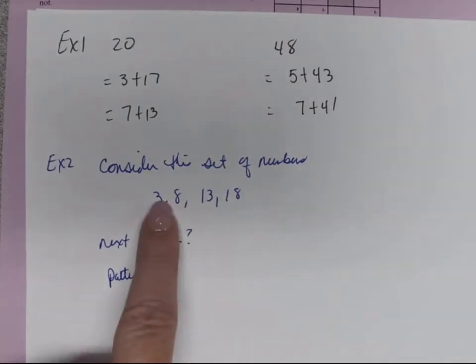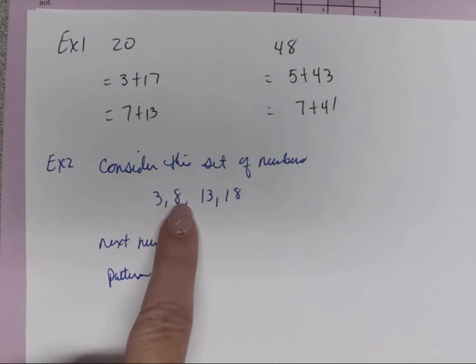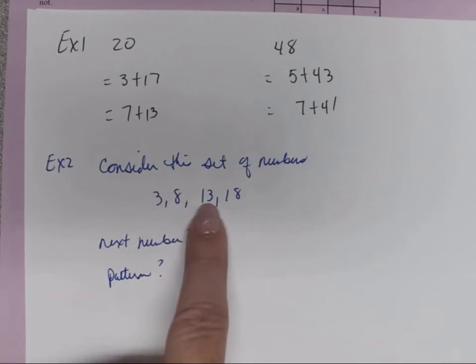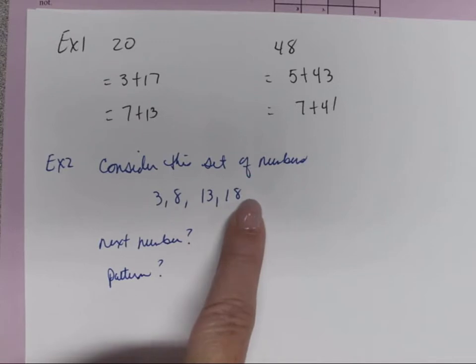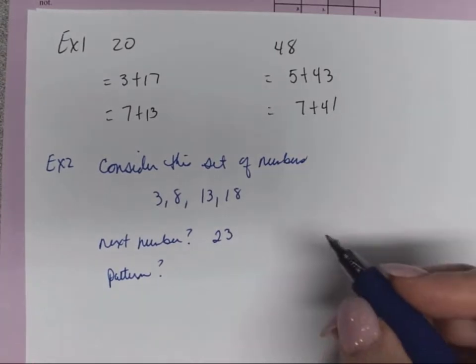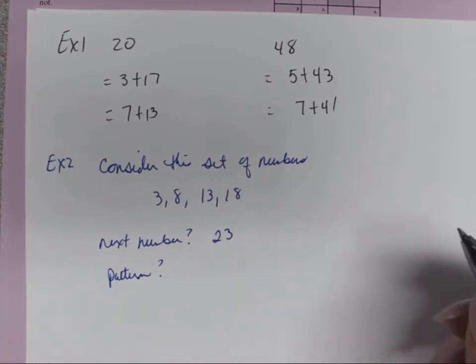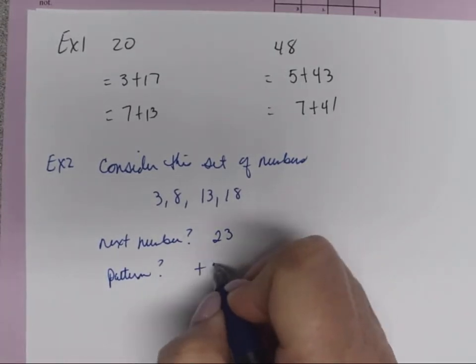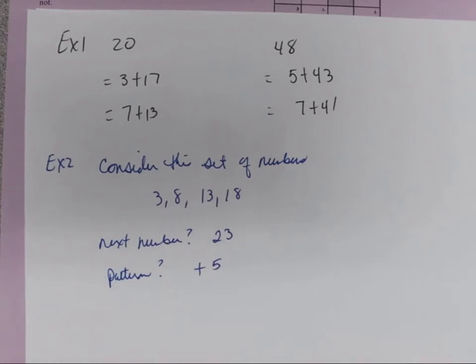Well, 8 minus 3 would be 5. So 3 plus 5 is 8. 8 plus 5, oh, that's 13. 13 plus 5 is 18. So if I add 5 to that, what would be my next number? 23. And the pattern is plus 5. So there is a pattern of plus 5. So we could continue to find the next number.